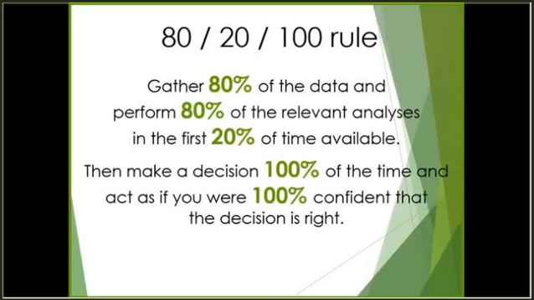So now the last little part of this rule is then make a decision 100% of the time and act as if you were 100% confident that the decision is right. Again, to take that draft pick example, no team drafts a player thinking they will be a bust. That team is 100% confident the draftee will make an immediate positive impact on the team. You need to show confidence in the data and the analysis. If not, you have bigger problems than the current decision.